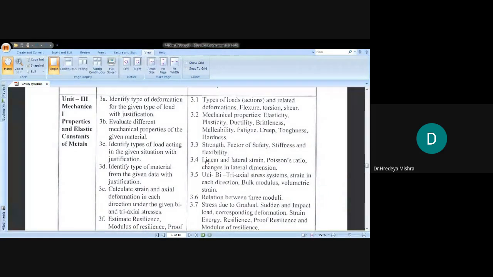Okay, so these are the properties. About the third unit, when we start, and in the next lecture we will continue the same introduction of the subject. So this is enough for today.